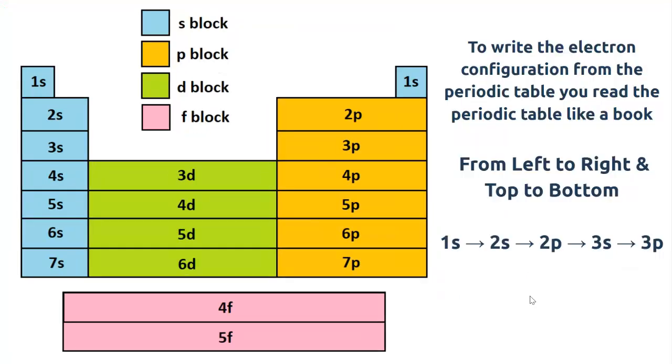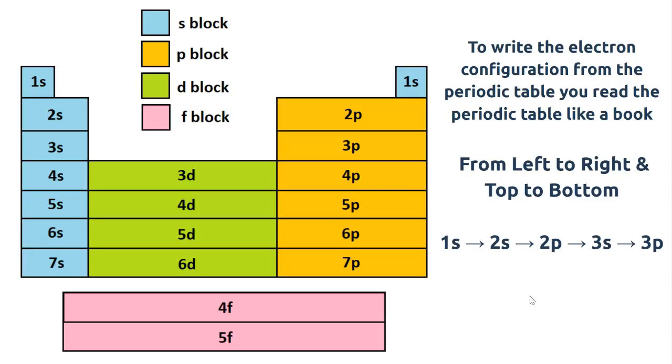To write your electron configuration, you read the periodic table like a book. We don't start reading when we open a page from the middle of the page or from the bottom of the page. We start on the top left. So we go from left to right, top to bottom.